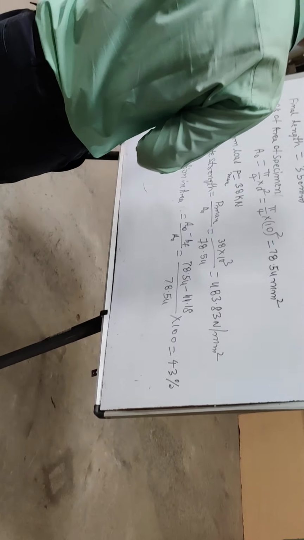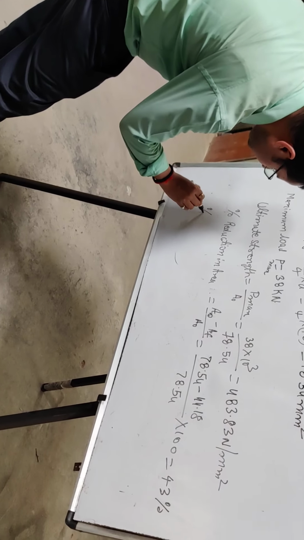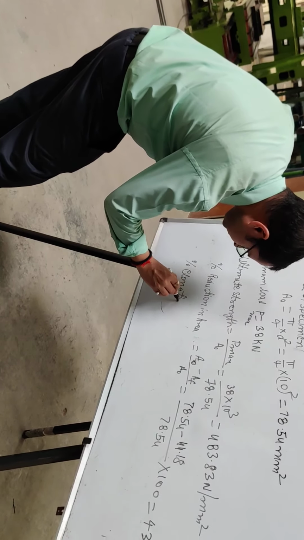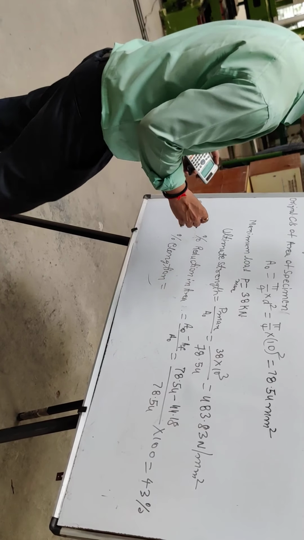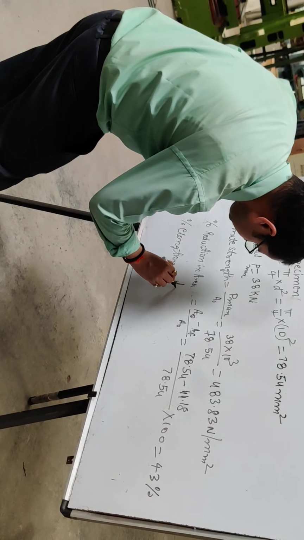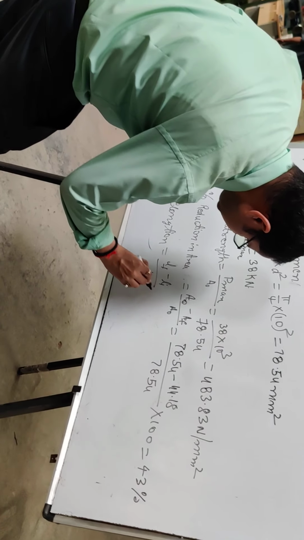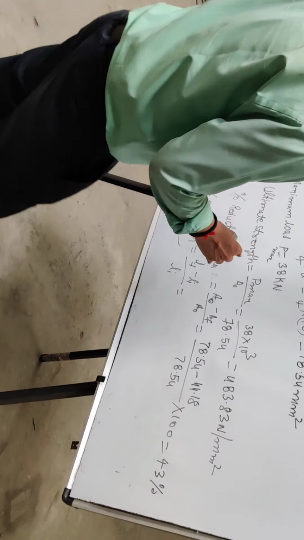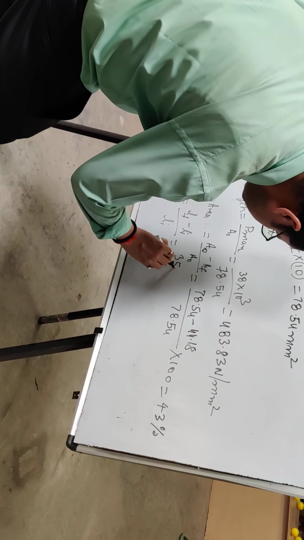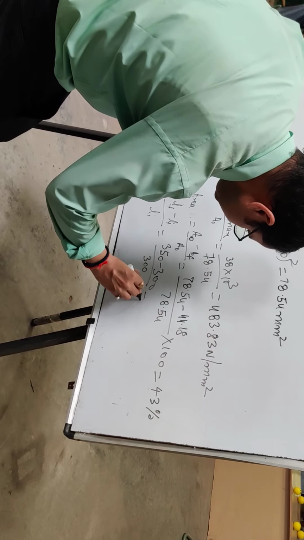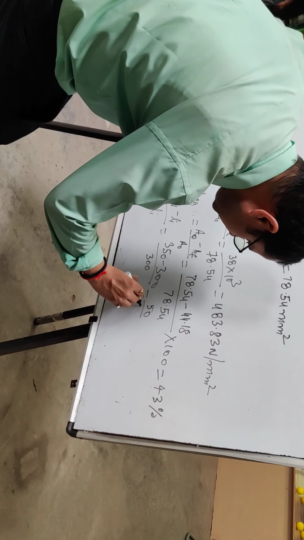And percentage elongation is equal to final length minus initial length upon initial length. Final length is 350 minus 300 divided by 300. So it comes to 50 upon 300.